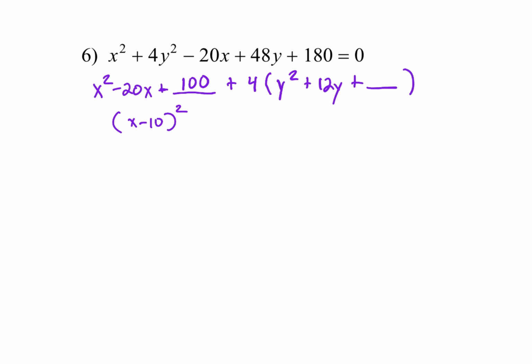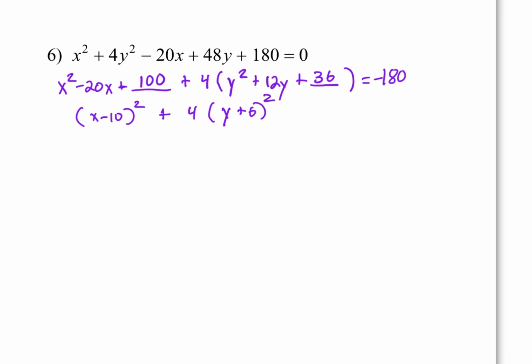Now we can complete this square. Half of 12 is 6. 6 squared is 36. So now this factors into plus 4 times y plus 6 squared. Okay, so now I've dealt with all of the x's and y's. I've got that 180 sitting on there. What do we need to do to that? Add it or subtract it? It's plus 180 this time, so it's going to equal negative 180.